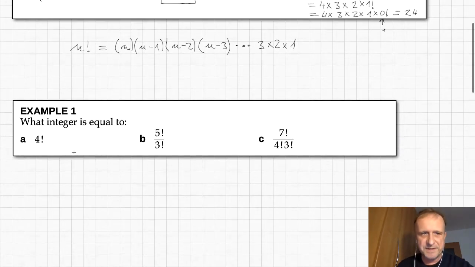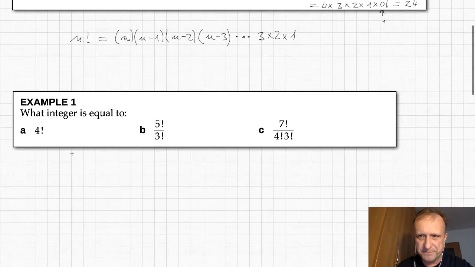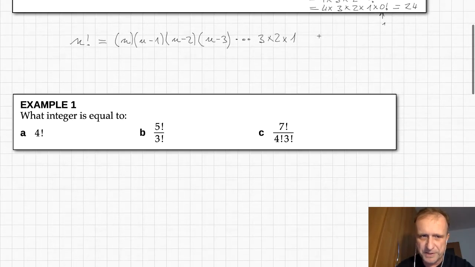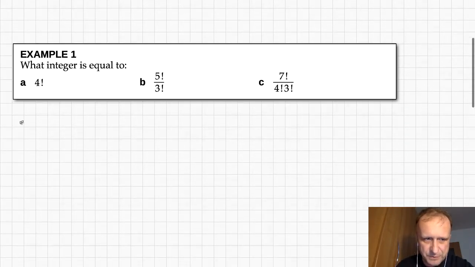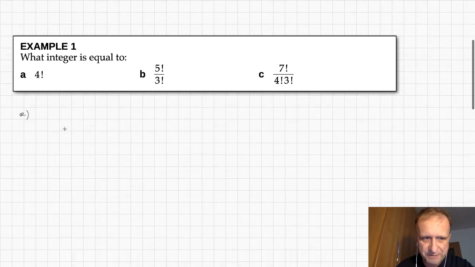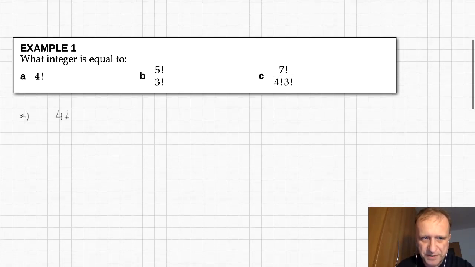Now, here is an example in which we have to calculate the factorial. So already I have calculated 4 factorial, but let me do it again using this second definition. So 4 factorial, according to this simpler definition, is 4 times 3 times 2 times 1. And we know that it's 24.